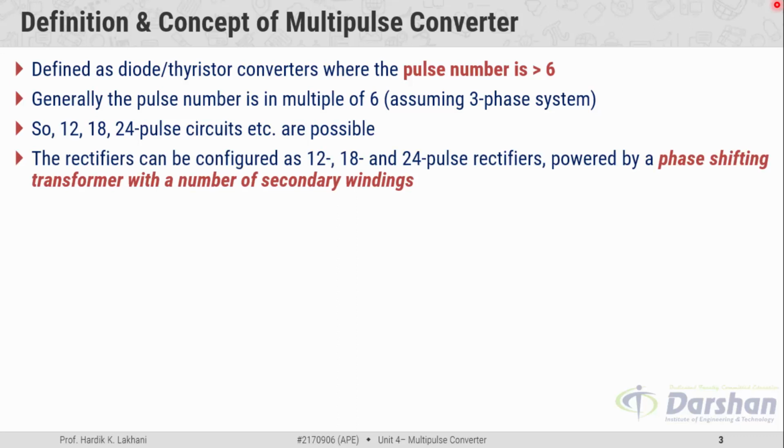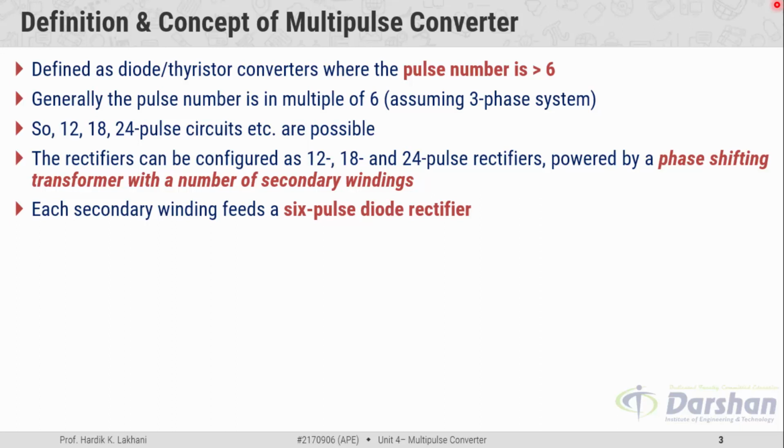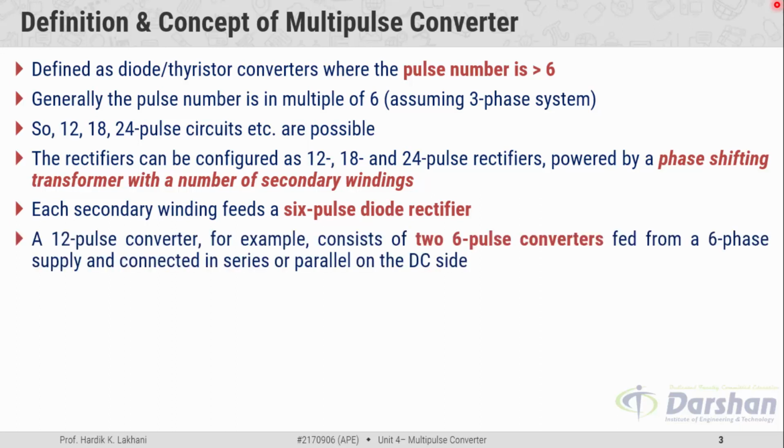The rectifiers can be configured as 12, 18 and 24 pulse rectifiers. To construct these 12, 18 and 24 pulse rectifiers, we need a phase shifting transformer, and that phase shifting transformer should have more than one secondary winding. Each secondary winding feeds a 6-pulse diode rectifier. A 12-pulse converter, for example, consists of two 6-pulse converters fed from a 6-phase supply and connected in series or parallel on the DC side.